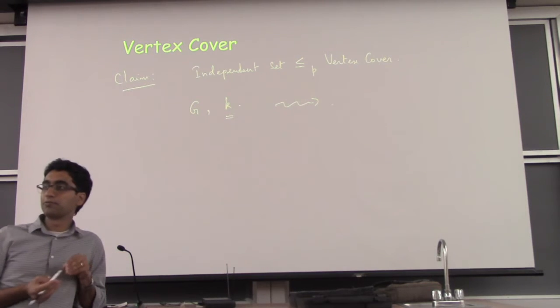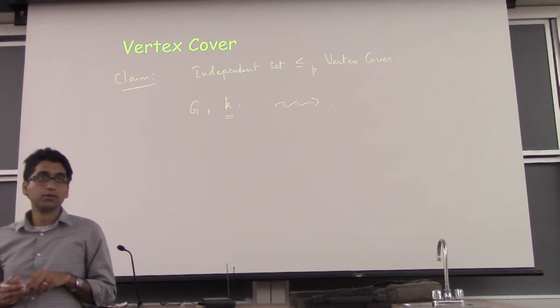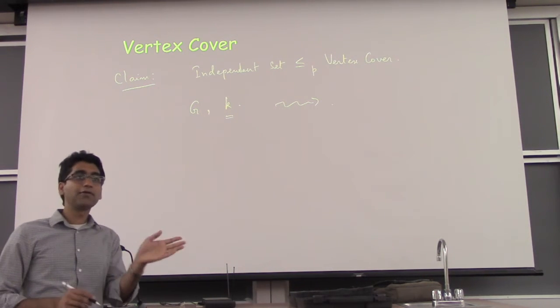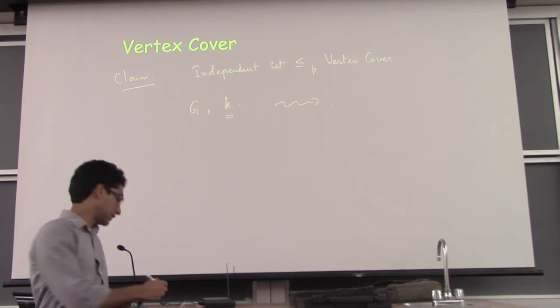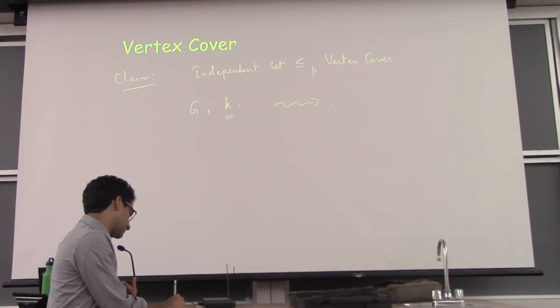So how would you come up with such a thing? It's n minus k. The same graph and with n minus k. Okay, so I claim this is k, where n is the number of vertices.